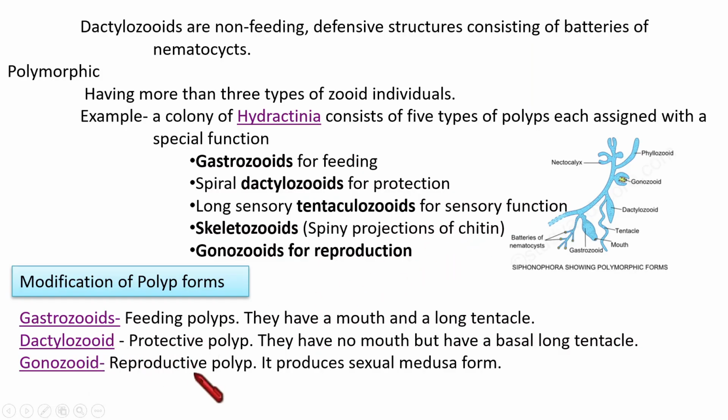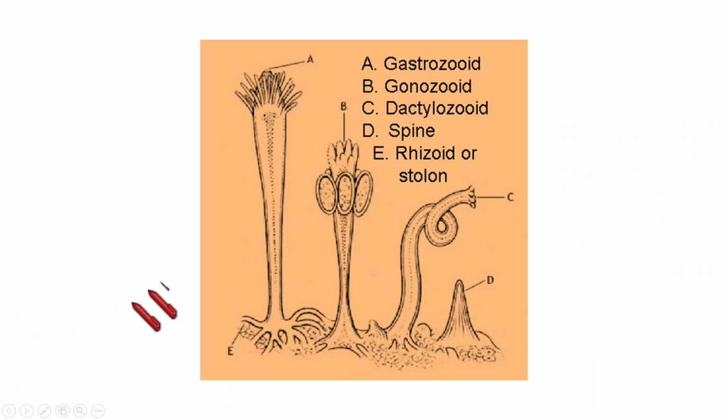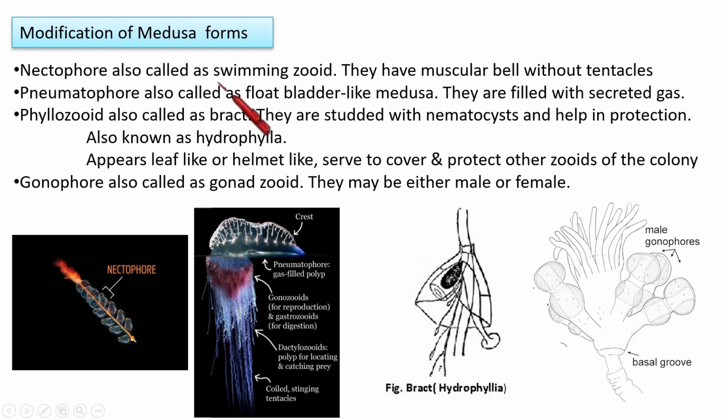Then gonozooid, a polyp performing the reproductive function, and it produces sexual medusa. It forms sexual medusa. So this is gonozooid. We can see that through budding, it is forming sexual medusa. Then we are going to see modification of medusa forms. Modifications of medusa forms are nectophore, pneumatophore, phyllozoid, and gonophore.